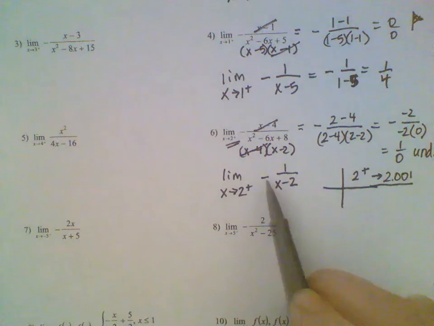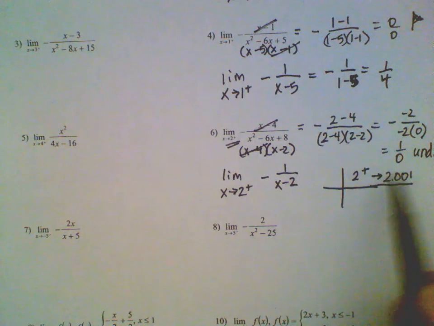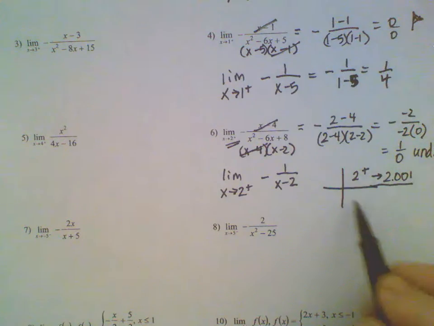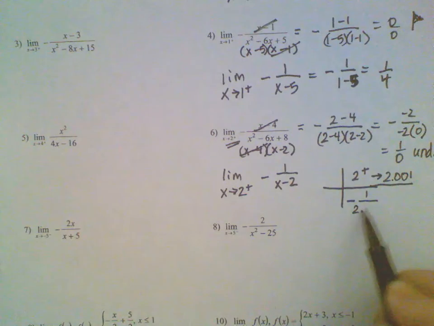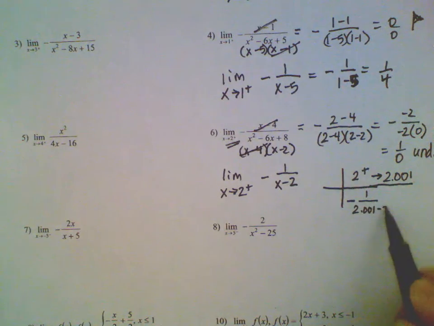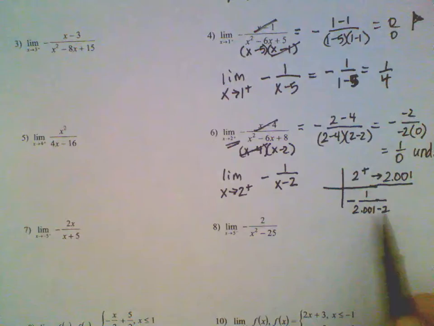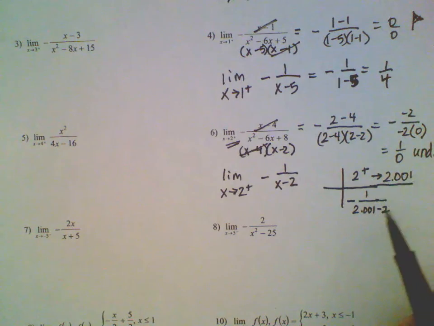And so when I plug in 2.001, and I'm going to show you what that looks like, I get the opposite of 1 over 2.001 minus 2. What I'm really interested in is, does this value come out positive or negative? Because if it comes out positive, it's going to go to positive infinity. If it comes out negative, it's going to go to negative infinity. So I want to see what this value comes out to be.